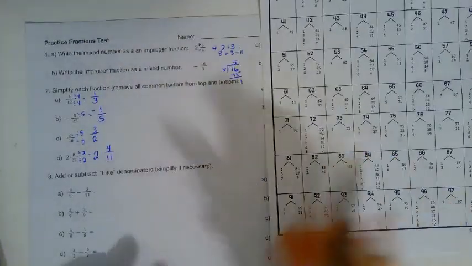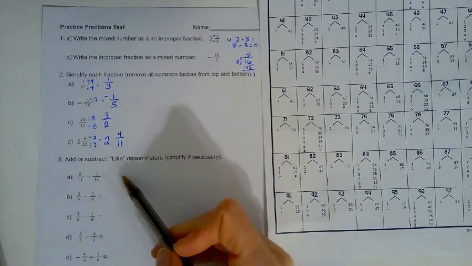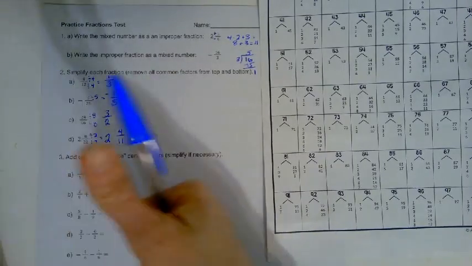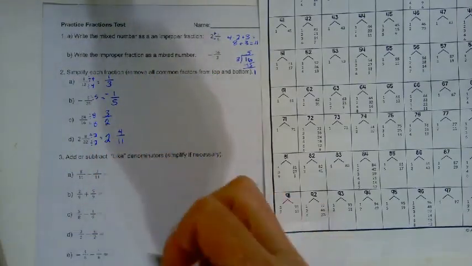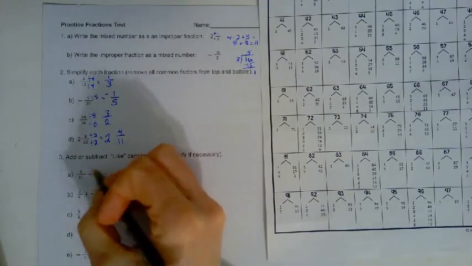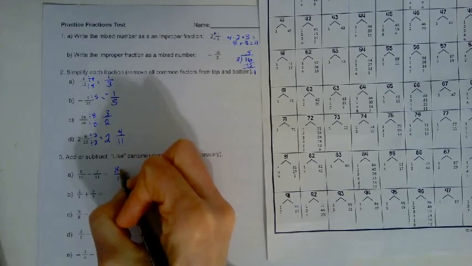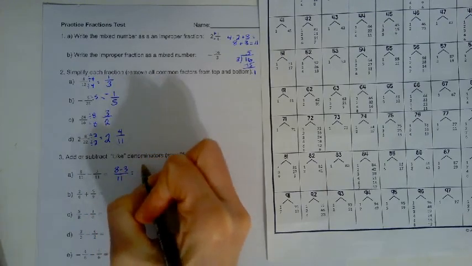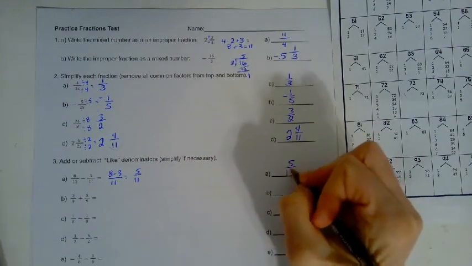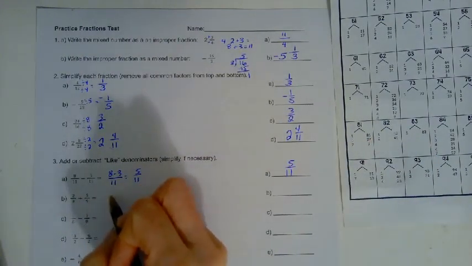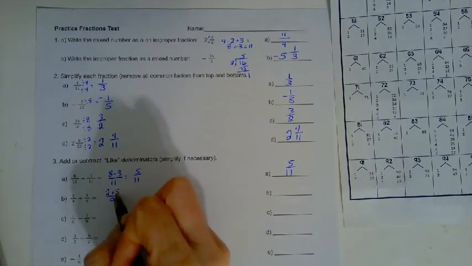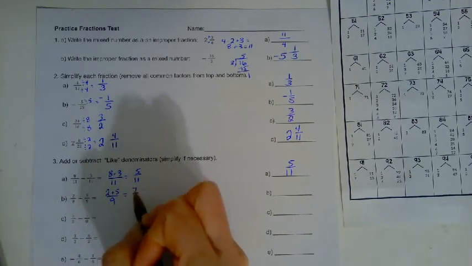Okay. Number 3, we're adding and subtracting like denominators, which means that the denominators are the same, which is good. That's what we want. It makes it much easier to subtract. We keep the denominator, and we subtract the numerator. 8 minus 3 is 5 over 11. Our answer is 5 over 11. Here we're adding. Our denominator is 9. We take 2 plus 5. That's 7 over 9. Okay.